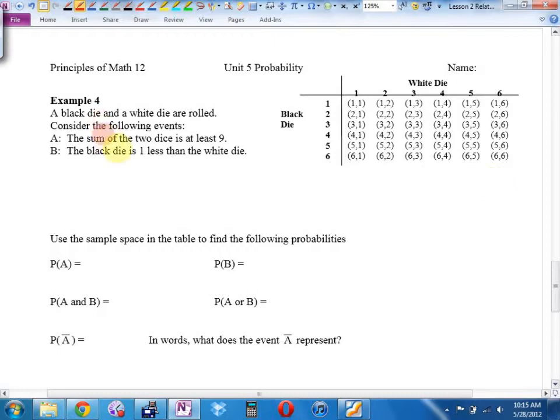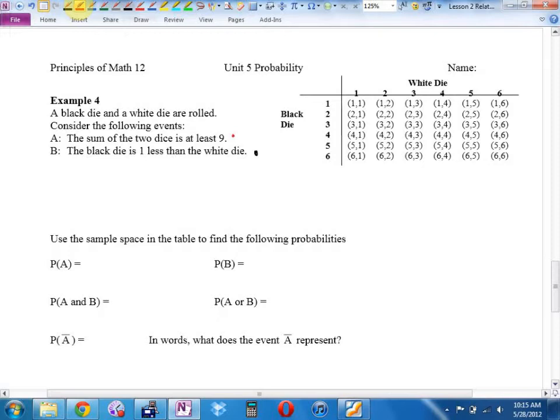We're going to have the following events. Event A, the sum of the two dice is at least 9. Event B, the black die is 1 less than the white die. Use the sample space to find the following probabilities. So I'll do event A in red. I'll do event B in black, since it says black die and white die. So red, I'm going to circle all of the ones that add to at least 9.